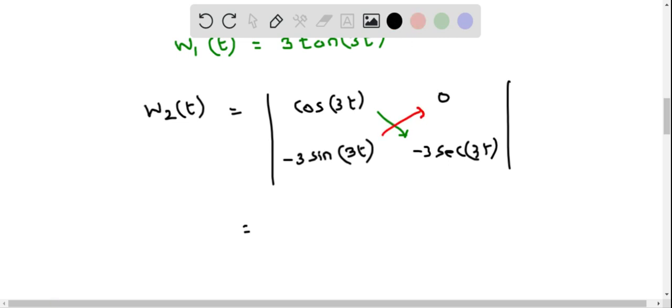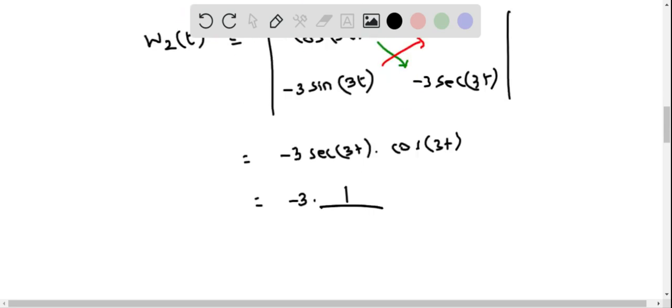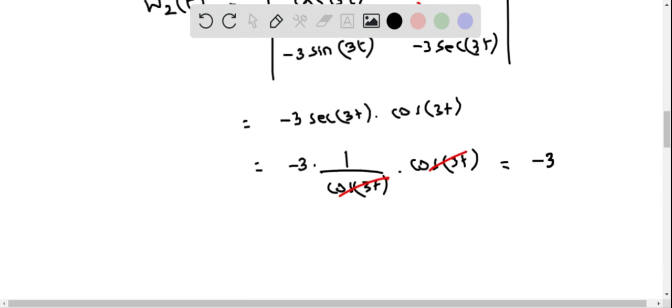We now evaluate this determinant by taking the product of the diagonal minus the product of the other diagonal. So this will be negative 3 secant 3t times cosine 3t. And so this equals negative 3 times secant 3t, which is 1 over cosine 3t, times cosine 3t. These two cancel out, leaving us only negative 3. So we have determined that Wronskian 2 equals negative 3.